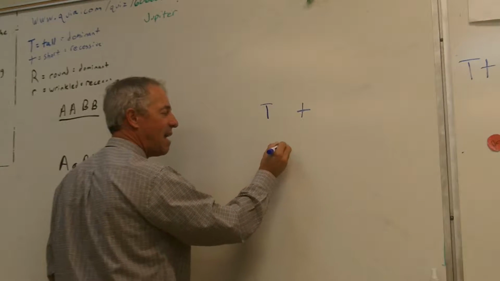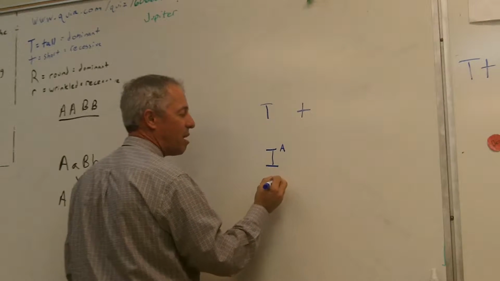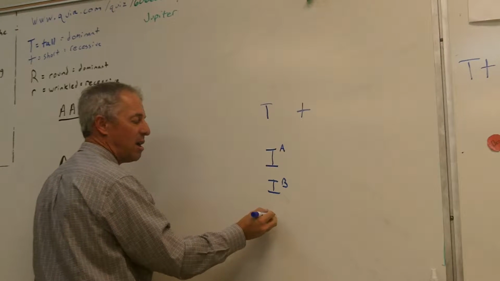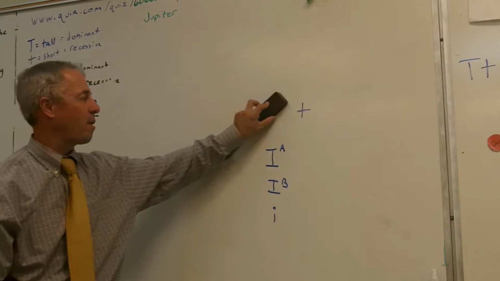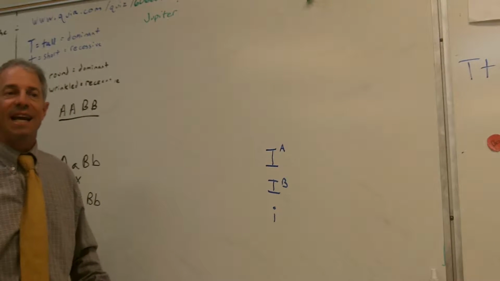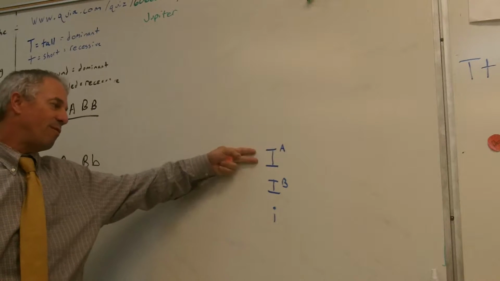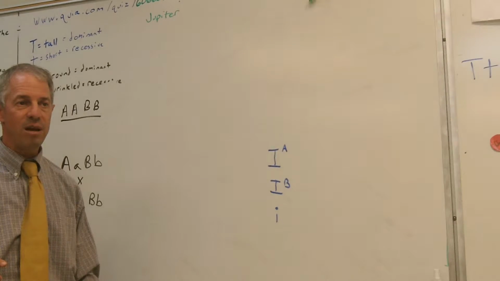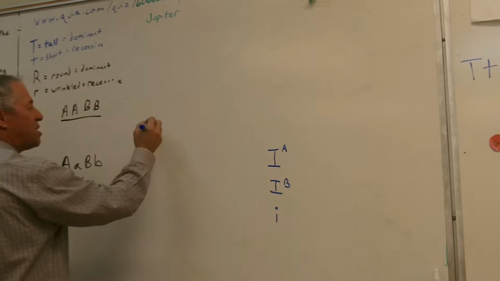There's IA, which is the allele for type A blood. There's IB, which is the allele for type B blood. And there's little i, which is the allele for type O blood. So for blood type, there are three different alleles, and each human only gets two of those three. You get one from your dad and one from your mom. Are y'all following me here? So there's a whole bunch of different possibilities here.